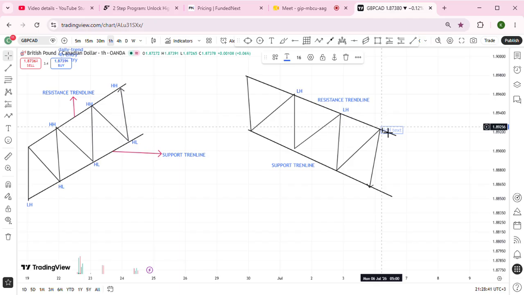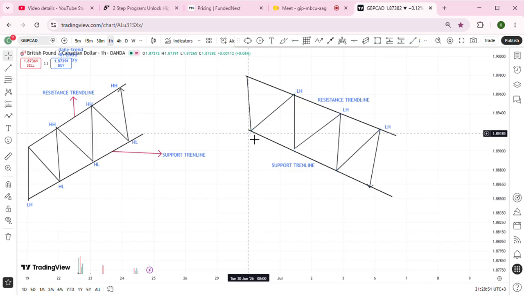So this is how a downtrend looks like. It is characterized by a series of what? Lower highs and lower lows. So those are the lower highs. Then we are going to be having lower lows on the support.